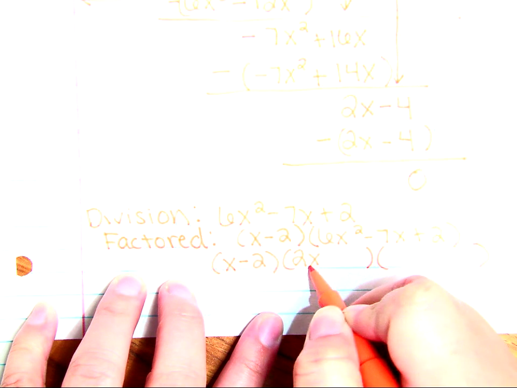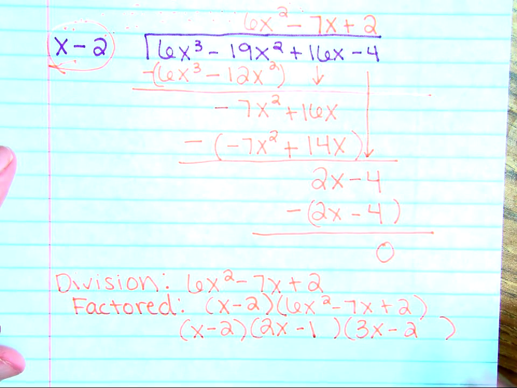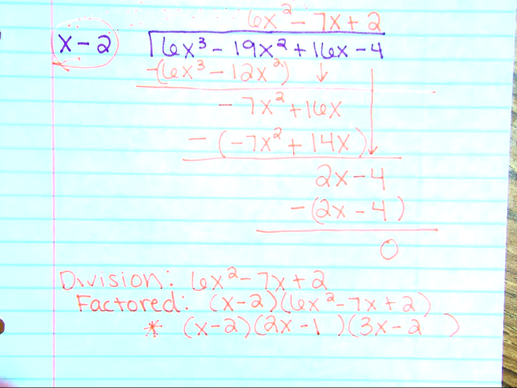2x minus 1, 3x minus 2. So there's my original polynomial from way up here in purple, totally factored. And from this, I could figure out what the zeros are because you can figure out where those cross the x-axis. I'm going to do another video with another example of long division, and then we will also talk about synthetic division in that video.